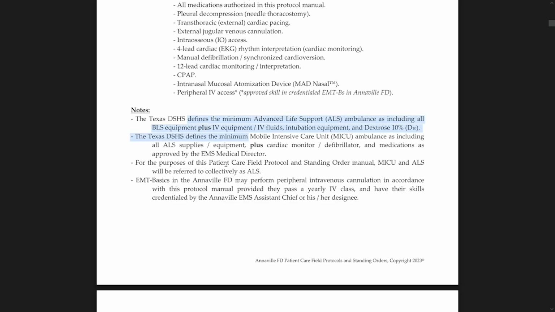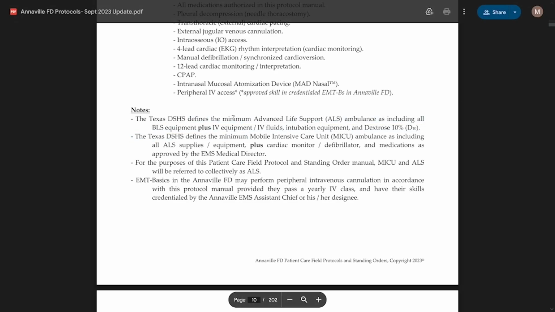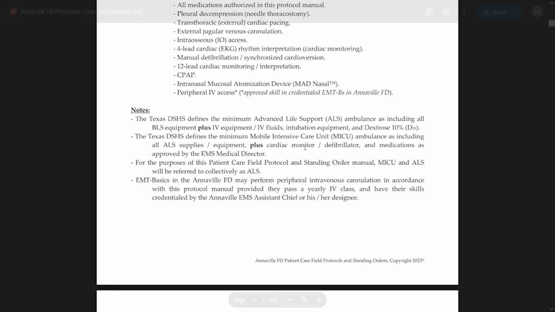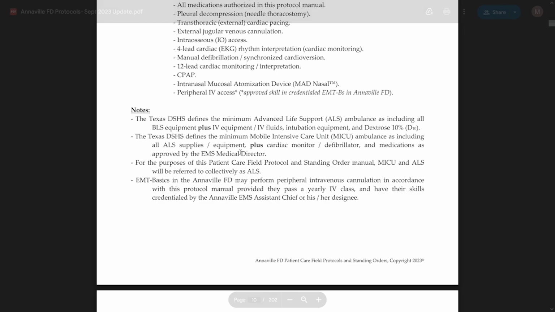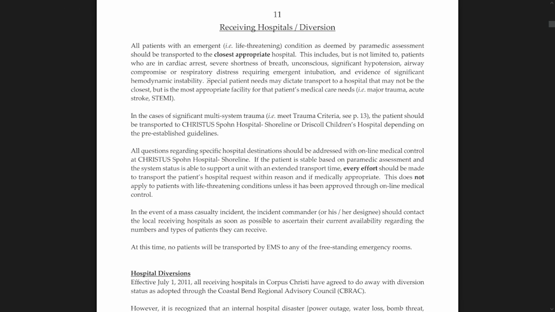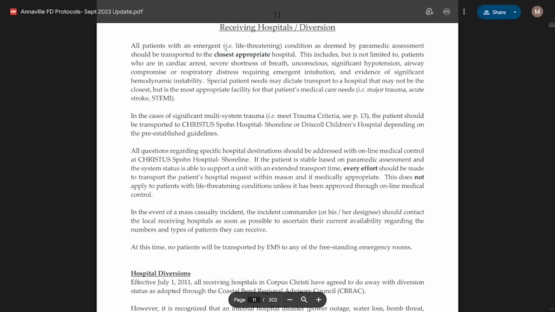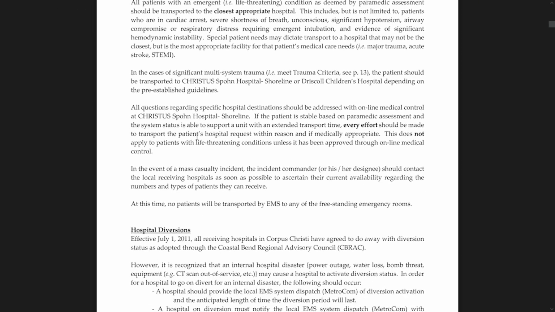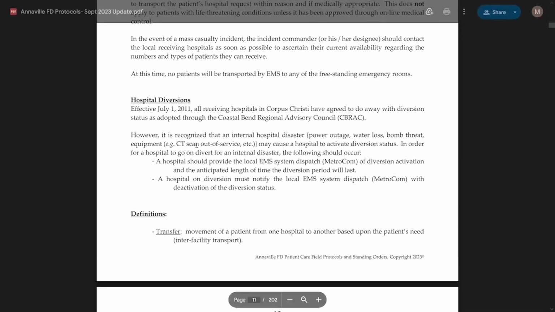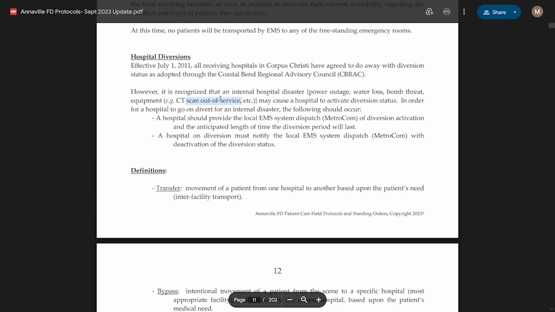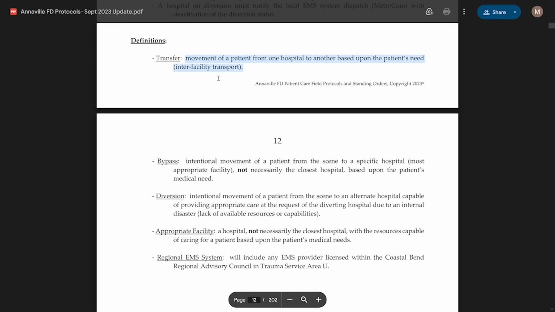And these are some of the minimums for Texas DSHS. It defines a minimum needed for an ALS ambulance for BLS equipment. We also have the same equipment for a MICU ambulance. For receiving hospitals and diversions, it talks about how you need to appropriately transport your patients to the closest hospital, unless you have a child or something like that, or if it's a certain type of trauma. Watch out for hospital diversions. Here it talks about transfers, bypassing a hospital, regional EMS systems, but all that's fine.